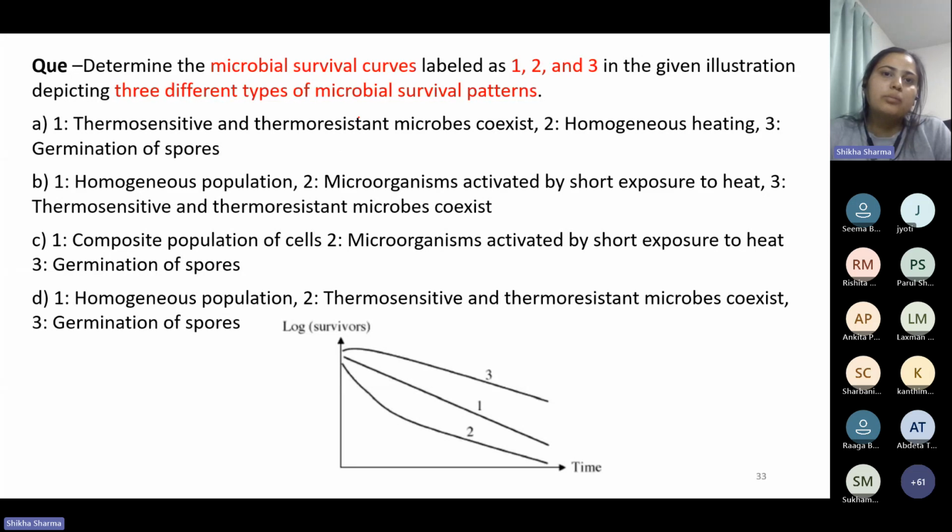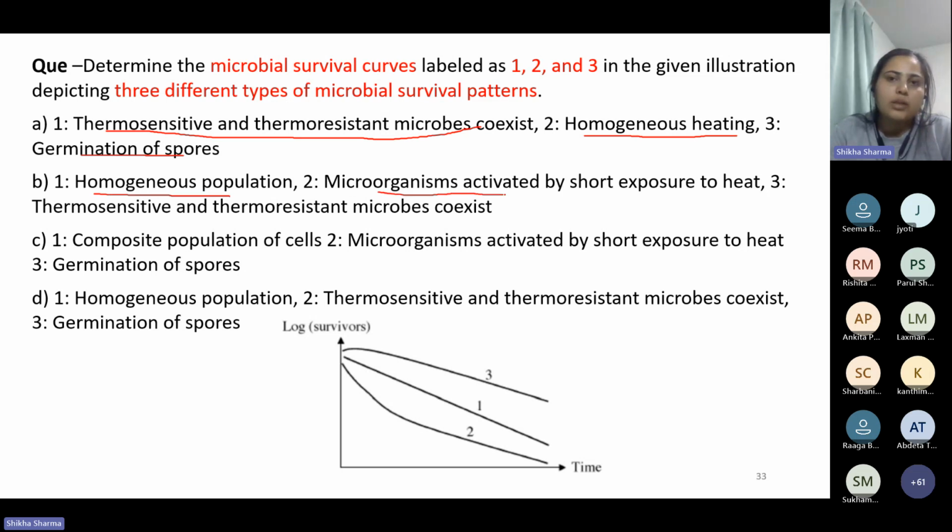Next is: determine the microbial survival curves labeled as 1, 2, 3 in the given illustration depicting three different types of microbial survival patterns, which are thermosensitive and thermoresistant microorganisms coexisting, homogeneous heating, and germination of the spores. So these three are in option A. Option B says first is homogeneous population, second is microorganism activated by short exposure to heat, and third is thermosensitive and thermoresistant microorganisms coexist.